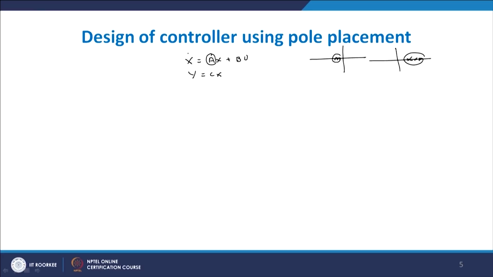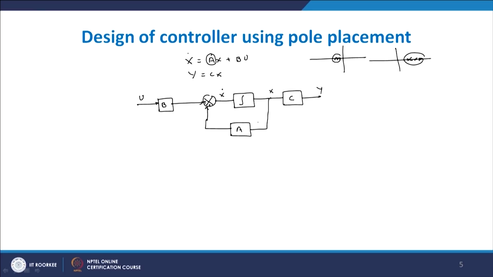Now, if you draw the block diagram for this, here is one integrator. This is x, here this is C, and this is output y. Here is the A matrix, this is x dot, and here is B, and this is u. So, you will find that for this case your plant is x dot equal to Ax plus Bu and y equal to Cx. So, this is the block diagram of the system.